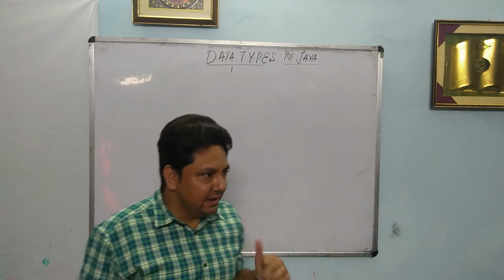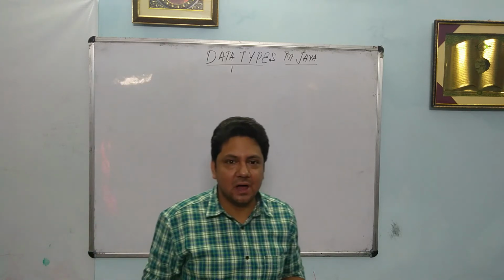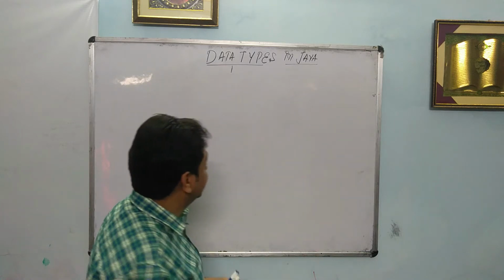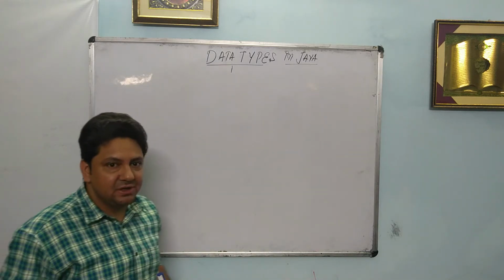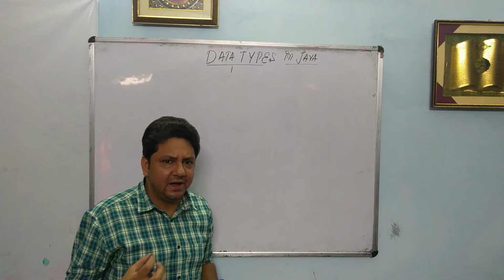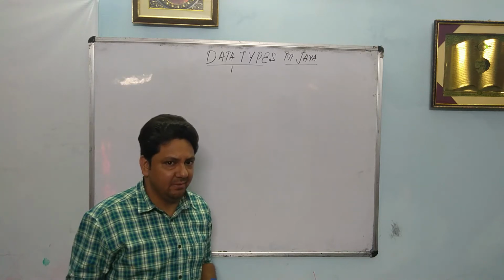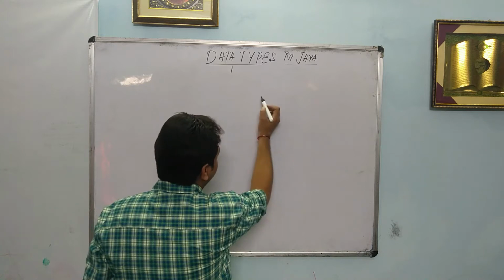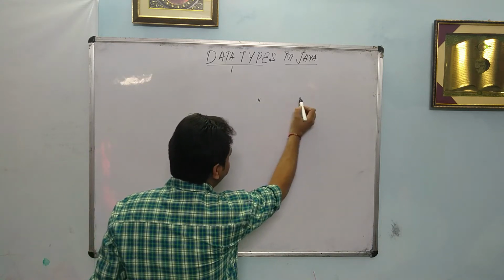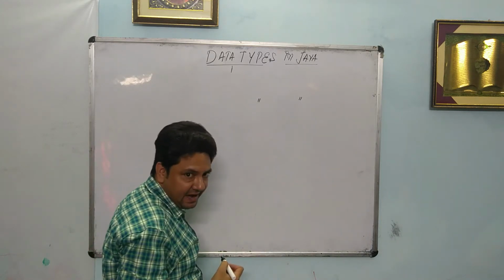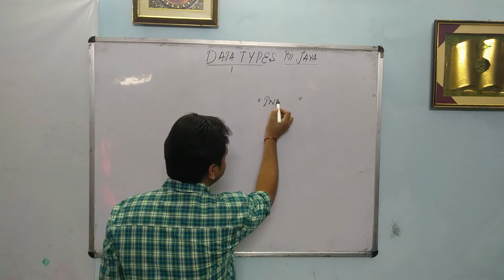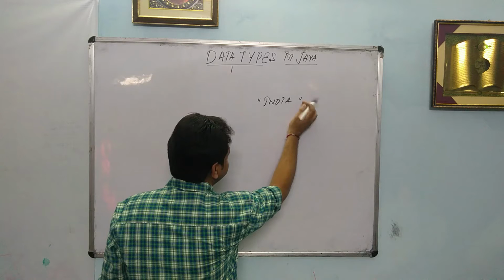Okay, so in this session, we are going to discuss the data types in Java. Alright, so before discussing the data types in Java, what are the different types of data available? Anything which is enclosed between the double quotes, a group of characters, is called string data.